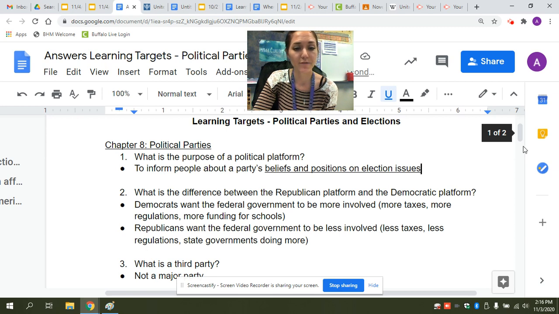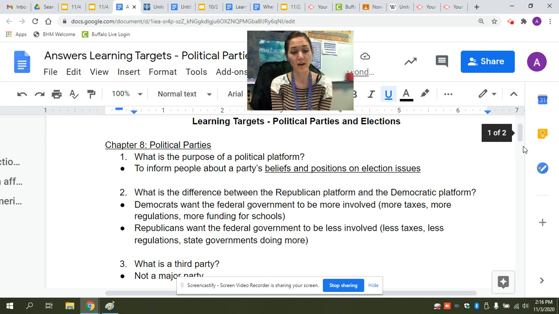Number two, what's the difference between the Republican platform and the Democratic platform? Democrats want the federal government to be more involved, so that usually includes more taxes, especially on those wealthier households and businesses, more regulations on businesses and such, and more funding for schools. Republicans want the federal government to be less involved in order to address those issues, and that usually means collecting less taxes, especially on those wealthier households, and less regulations on businesses and such.